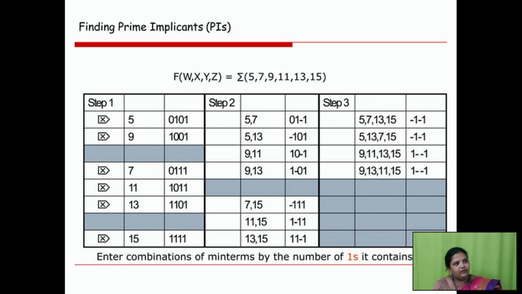In this step 3, we have finished step 2, and next we are going for step 3. In the first row we have 5 comma 7 comma 13 comma 15. Okay, then next 5 comma 13 comma 7 comma 15. Both the terms are similar, and next the third row 9 comma 11 comma 13 comma 15 and 9 comma 13 comma 11 comma 15. Both the terms are the same. So next, to find your prime implicants, we can write only one time, that is enough.